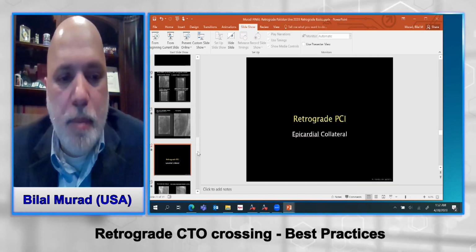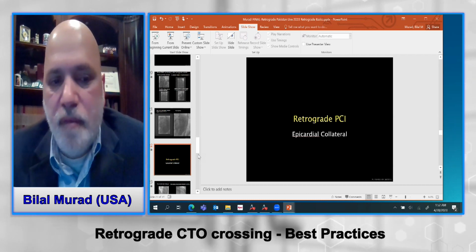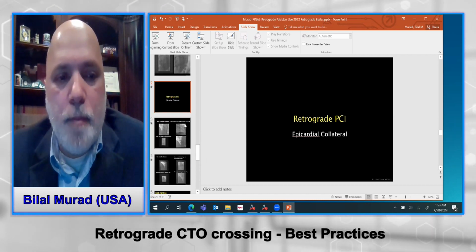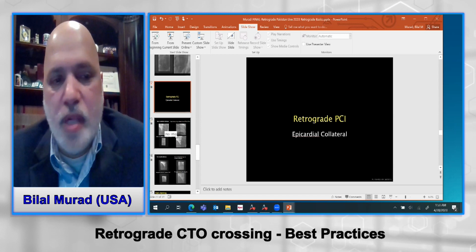Whether you decide to close the vein graft or not really is a matter of choice. Most of the time, people tend to do that if there is a lot of competitive flow, because of the risk that your CTO PCI may not be successful eventually.